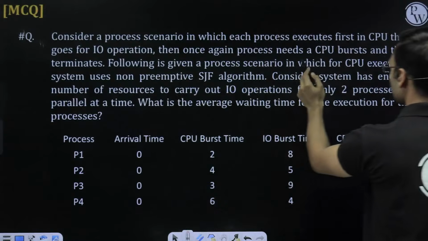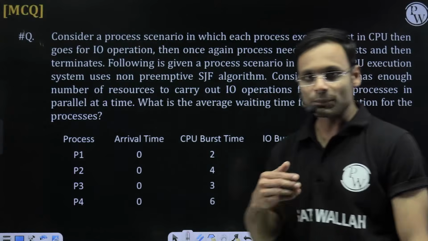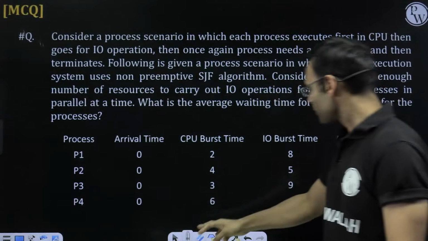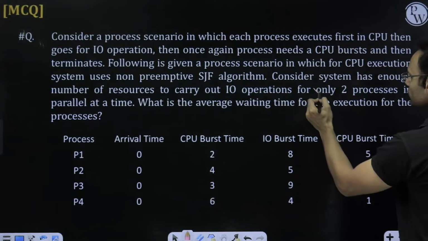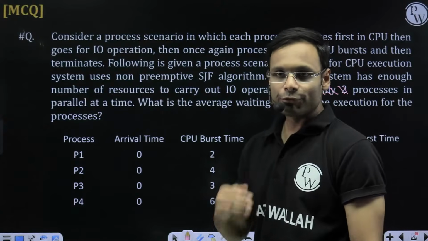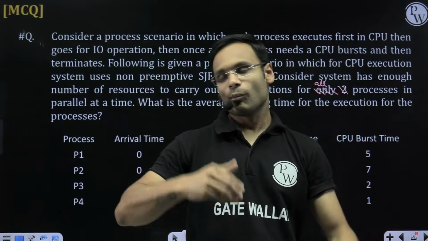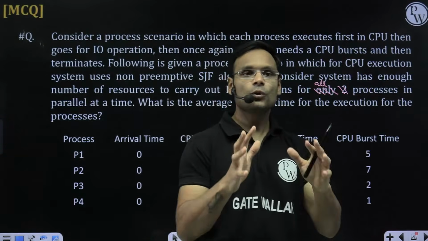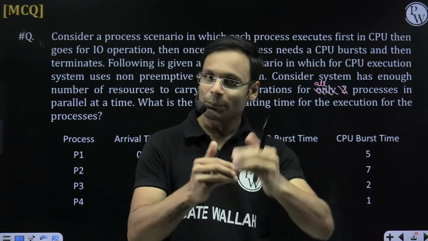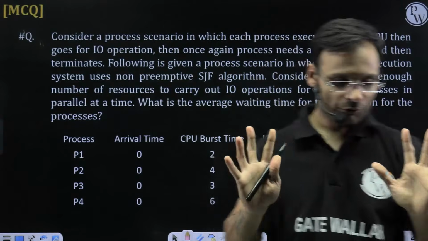Following is the given process scenario, in which the system uses the non-preemptive SJF algorithm for CPU execution. Consider that the system has enough resources to carry out the operation for all processes in parallel at a time. So if 2 processes are going for IO operation, process 1 will use some IO device and process 2 will use some other IO device. There is no waiting for an IO device. Multiple processes can complete their IO operation in parallel, because we have enough resources in the system.